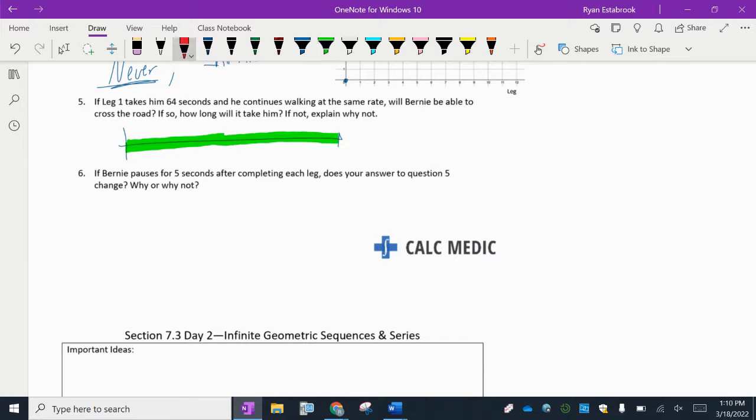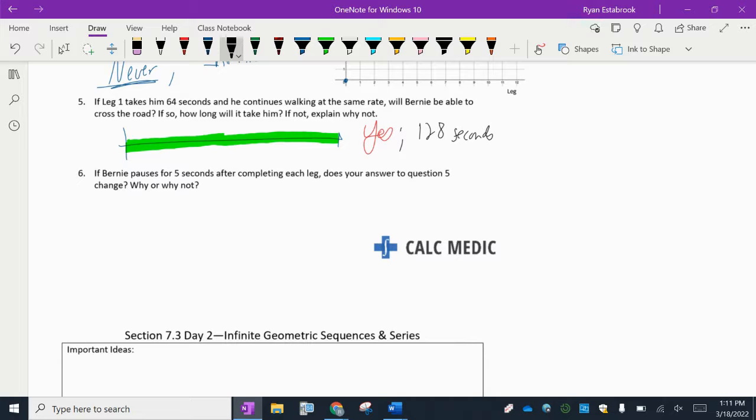Yes. So slightly different scenario. It's not going halfway and then halfway and then halfway. It's 64 seconds to go 6 feet. Well, then how long is it going to take to cross the road entirely? 128 seconds. It's 2 minutes, 8 seconds.